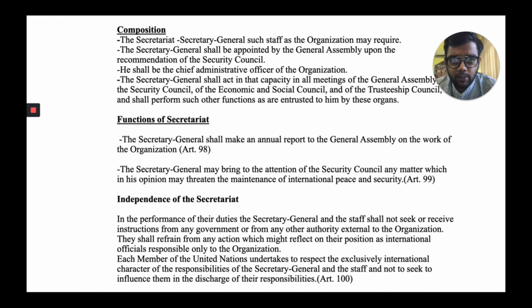So it is very important for us to understand that the independence of the Secretariat is of primary importance and is given in Article 100 of the United Nations Charter.